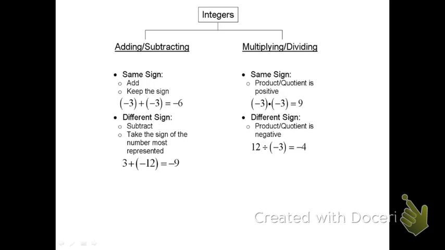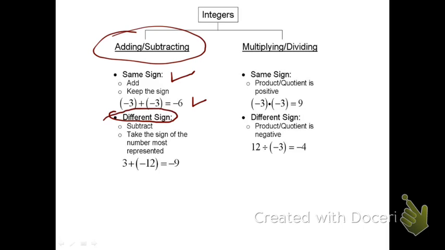Okay, so again, quick review. When you're adding and subtracting, if the signs are the same, keep the same sign. If the signs are different, subtract them and then use the sign of the number most represented. In other words, they mean the bigger numeral. So here, 12 is bigger than 3, so our answer is going to be negative.